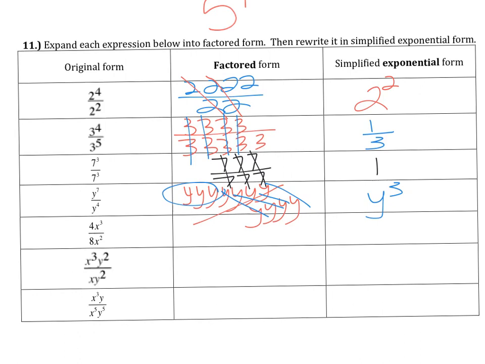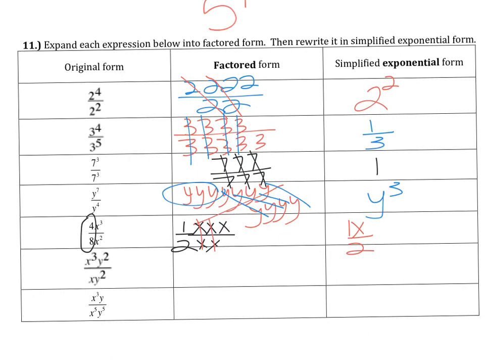In the next problem, we are going to throw in a coefficient. So we are going to take that 4, and we are going to divide it by 8 like we normally would. So 4 divided by 8 is going to reduce to 1 over 2, 1/2. So we have 1 times x times x times x in the numerator over 2 times x times x. And now we can simplify our variables. So we are left with 1x divided by 2.